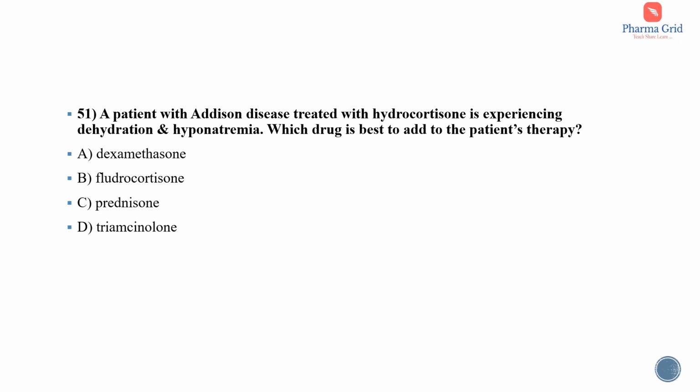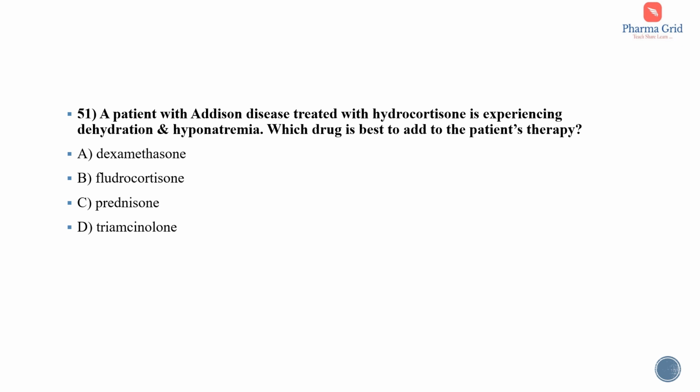Let's begin with today's KAPS recall session. Question number 51. A patient with Addison's disease treated with hydrocortisone is experiencing dehydration and hyponatremia. Which drug is best to add to the patient's therapy? Options are dexamethasone, fludrocortisone, prednisone and triamcinolone. All these are corticosteroids.